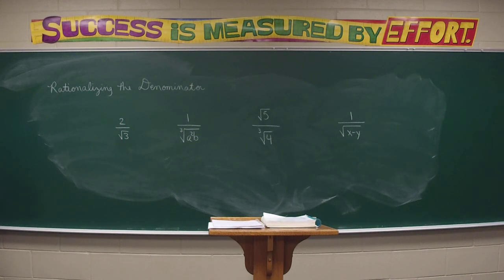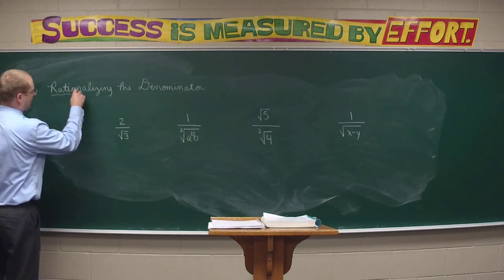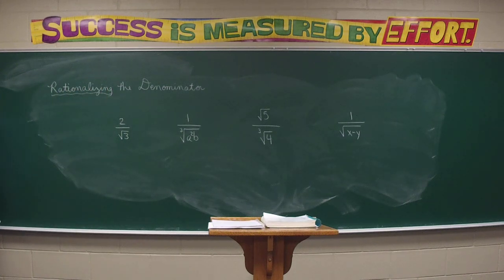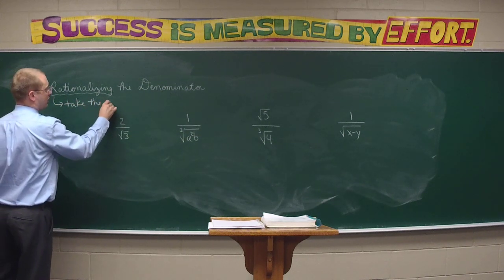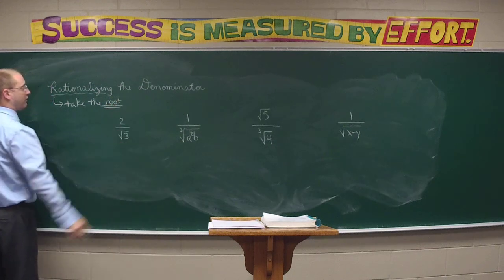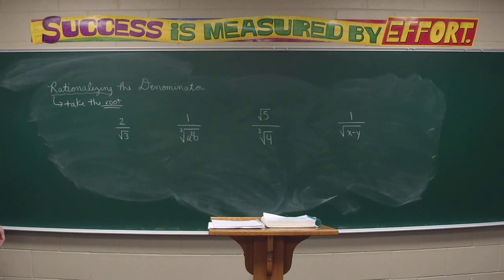That's this concept of rationalizing the denominator. Rationalizing. Big fancy word means to make rational. Or, more practically speaking, to take the root of the denominator. And you're like, I thought we already did that. Yeah, we did. So this is kind of the same song, second verse.